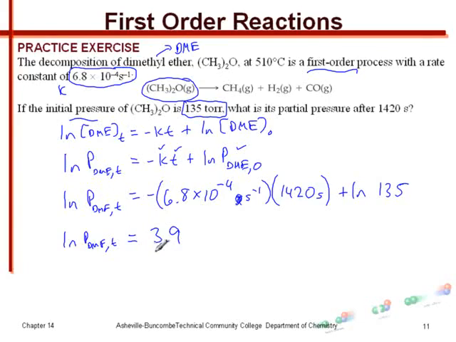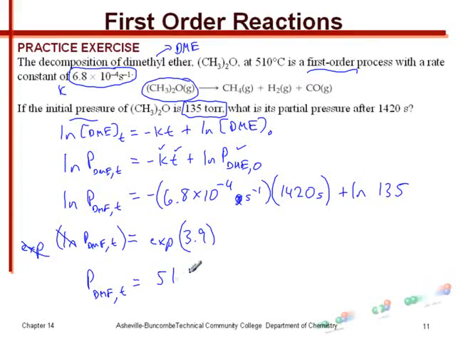On your calculator, you would take the exponential of both sides here, and I'm going to let me erase that and make it a little bit neater. Exponential of 3.9. So if you take the exponential and natural log, you're just canceling that out essentially, and you get DME at time t, and then that value is 51 torr.